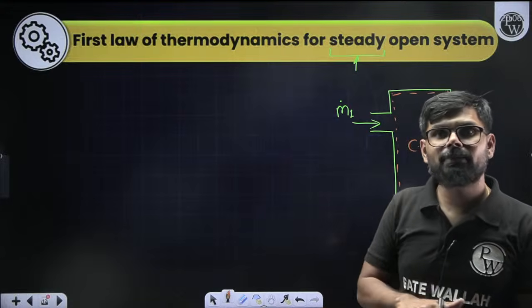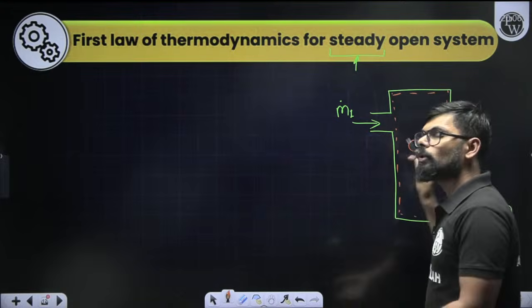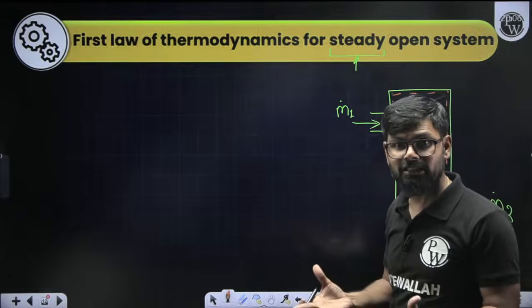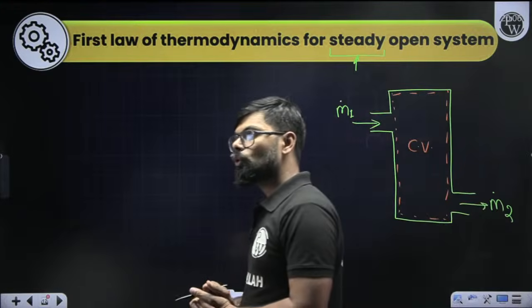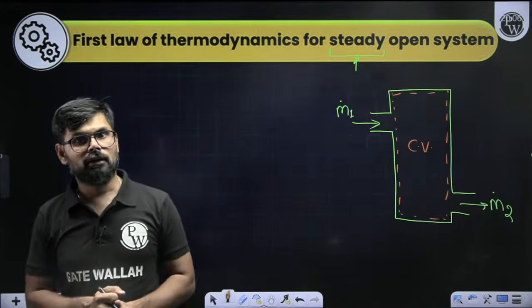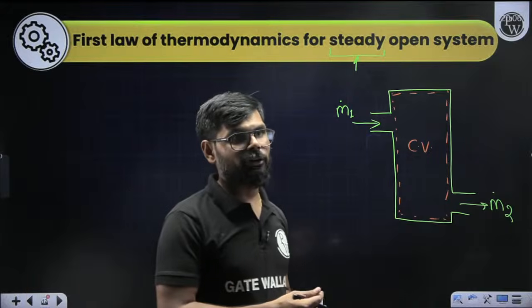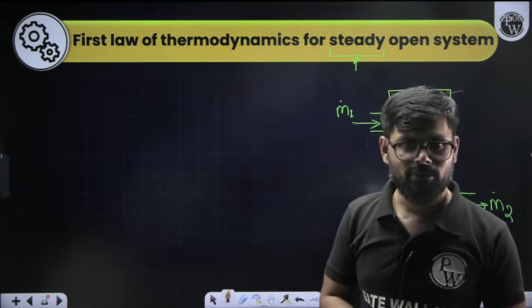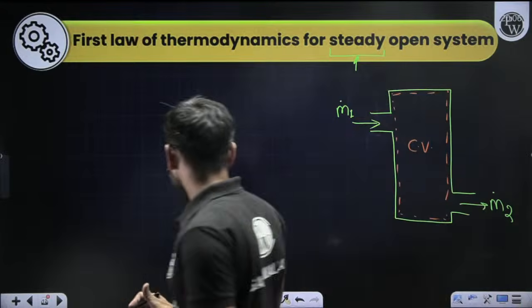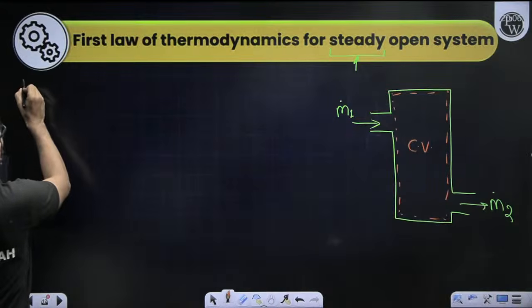So the system will be steady only when there is no accumulation of mass or energy within the system, and that is only possible when the rate of mass entering is equal to the rate of mass leaving. Now first of all, I'm going to write here the mass balance.